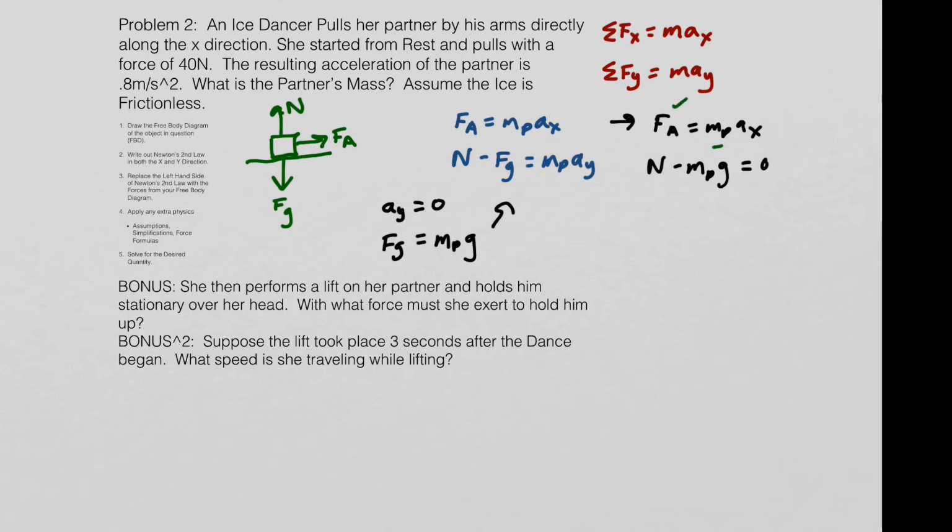But in this case, we know the applied force and we know the acceleration that is resulting, so we can now divide both sides by the acceleration, and we see that the mass of the partner is going to be the applied force divided by the acceleration in the x direction, which upon applying these numbers is going to be 40 newtons divided by 0.8 meters per second squared, which comes out to be 50 kilograms.